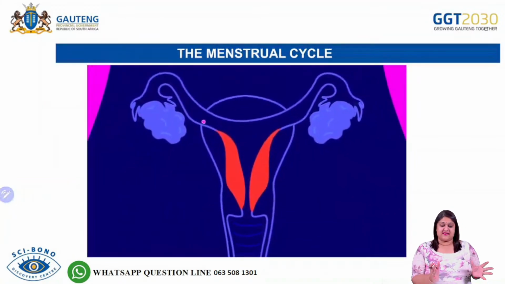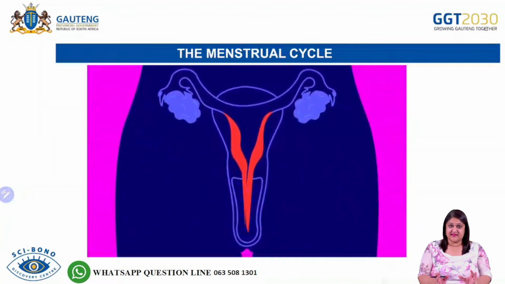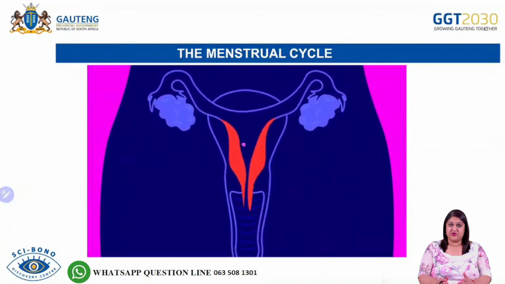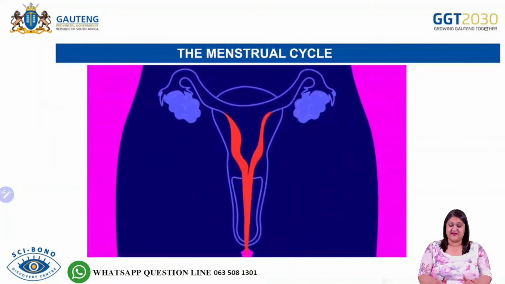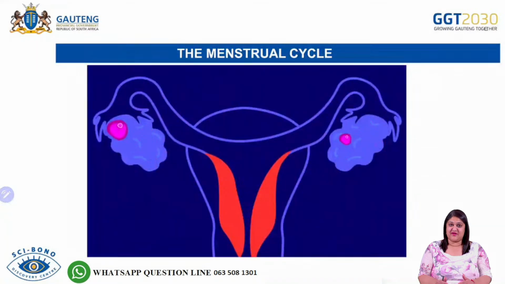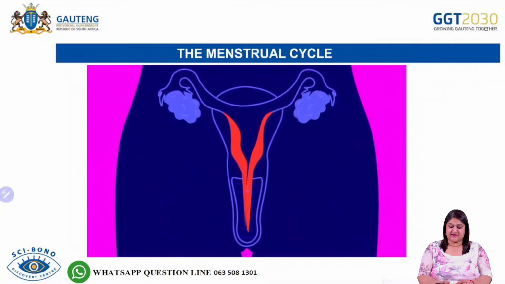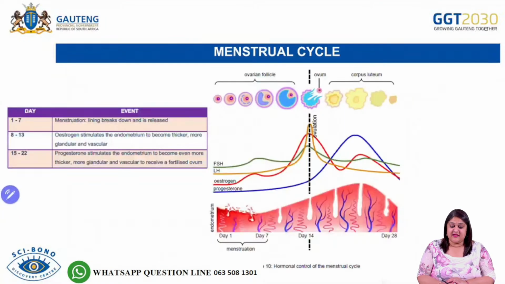It's just showing us that the ovum is going to be released from the ovary into the fallopian tube, okay? And then it's going to travel down the fallopian tube into the uterus, and then it's going to be expelled. And as you can see, the red area is showing us the endometrium, which is being expelled, okay? So the menstrual cycle is divided into two cycles: the ovarian cycle and the uterine cycle.